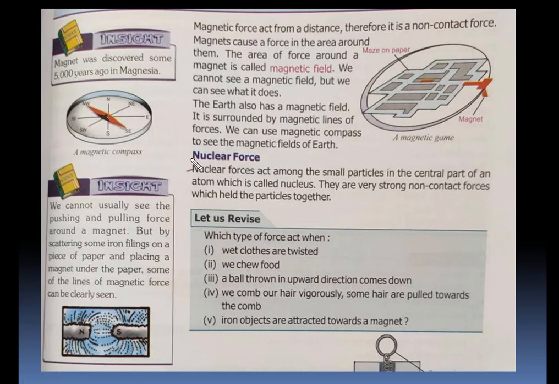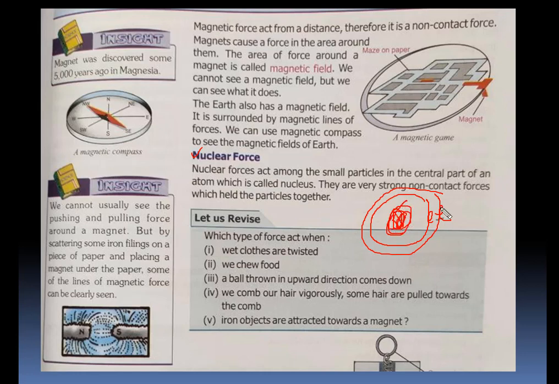Next term is nuclear force. Nuclear forces act among the small particles in the central part of an atom, which is called the nucleus. So you know that any atom has two parts. One is the nuclear part, where neutron and proton are present. Another is the non-nuclear part, where electrons revolve. So nuclear force acts among the small particles in the central part of an atom. The central part of an atom is this region, which has neutron and proton.